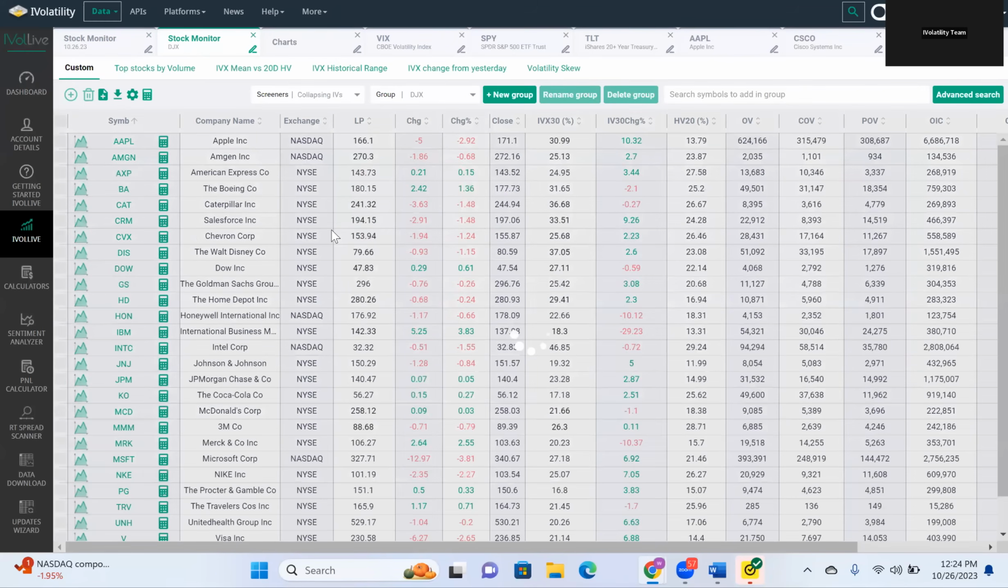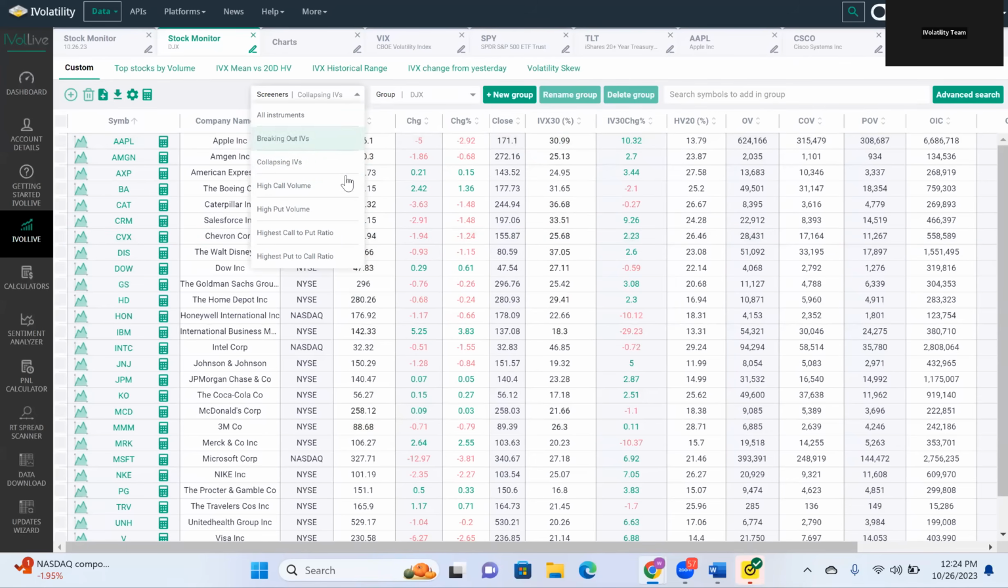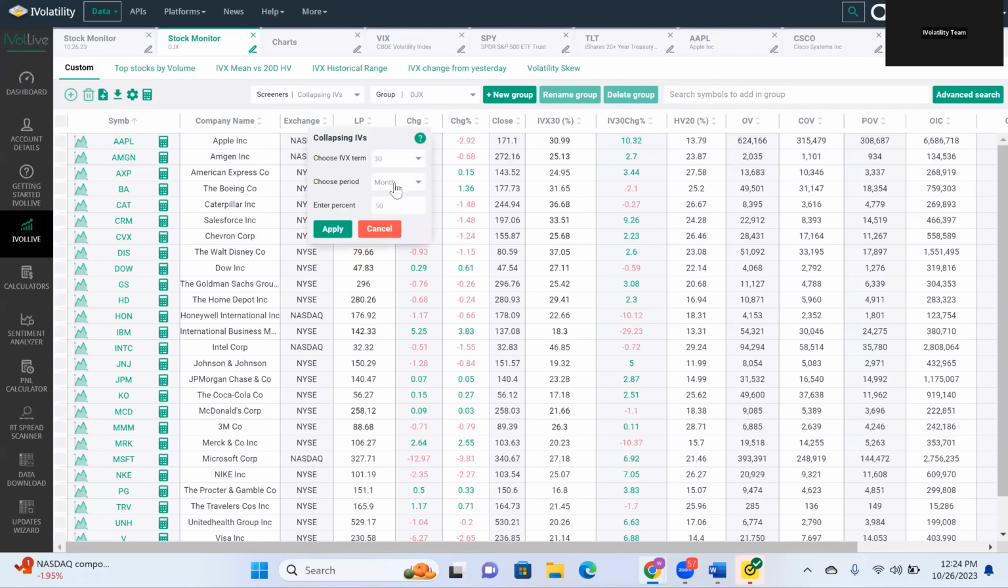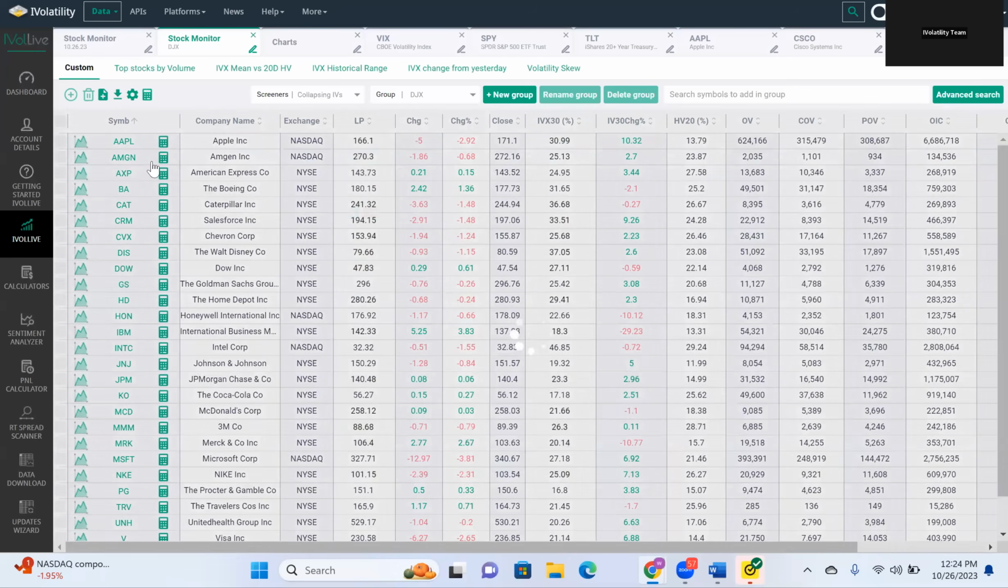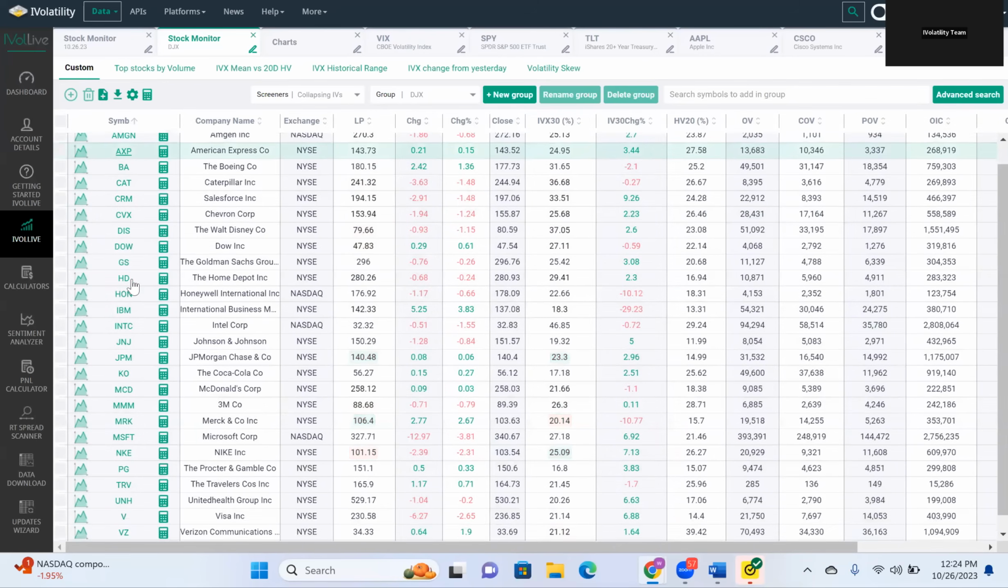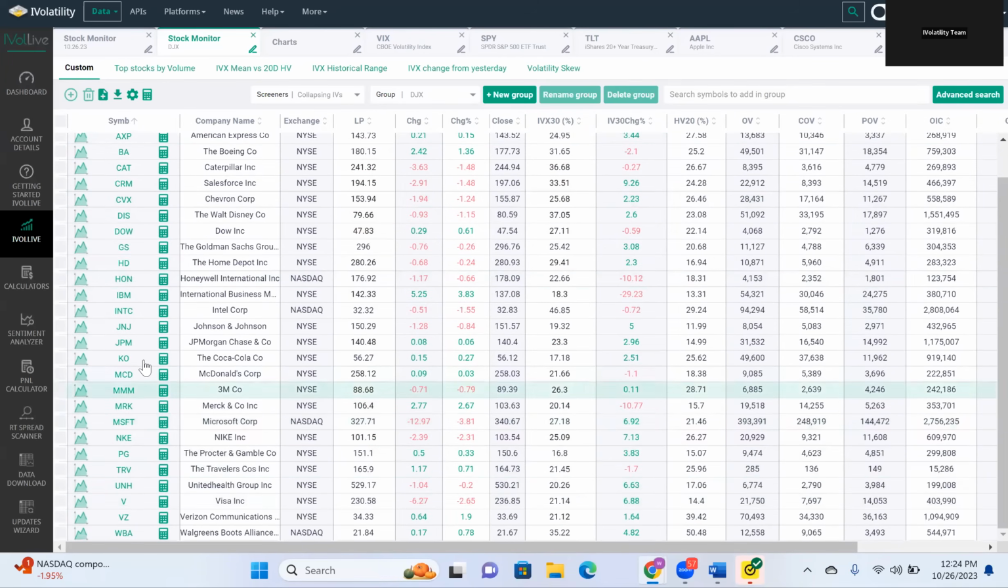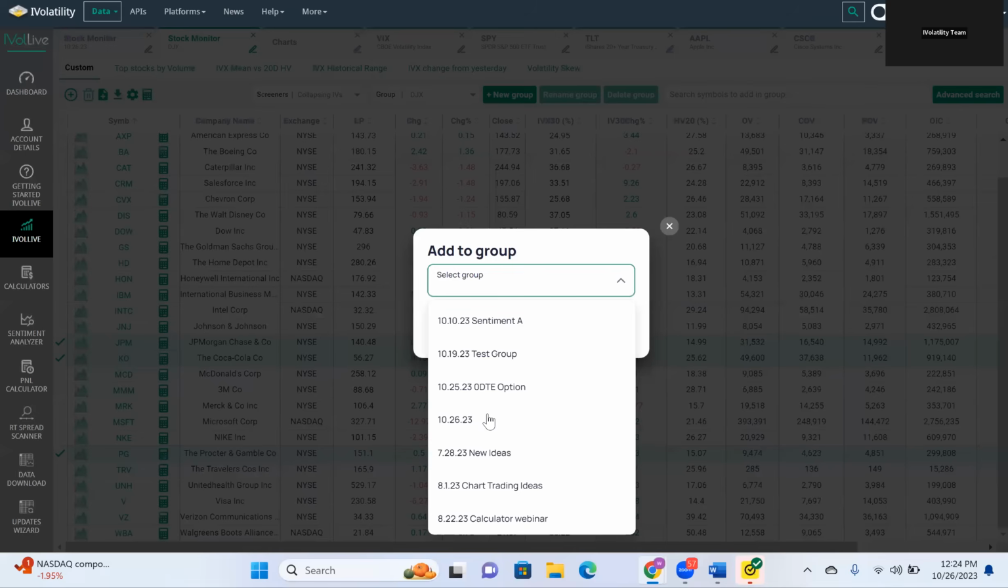I just did 50% collapsing IV. Here we go, over the past month. So you can see on some of the volatile names, they'll show up on both of the screens, right? Coca-Cola, I've been monitoring because they just released earnings. JP Morgan, I've been looking at, same thing, earnings. And then Procter & Gamble we saw, right, as being a boring, sleepy implied volatility on our earlier scan.